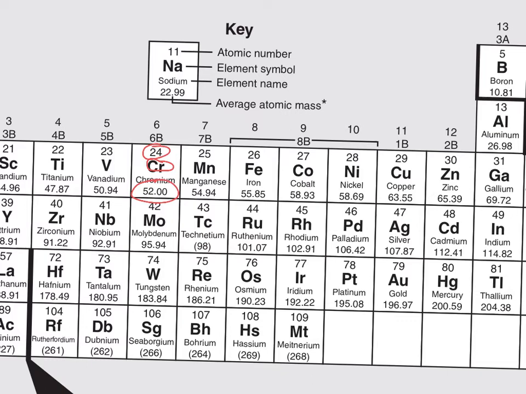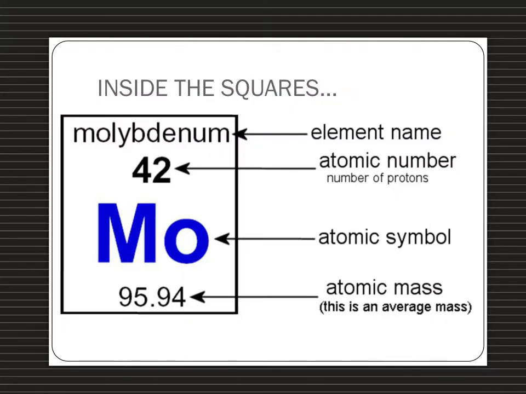But if you notice, as you go from left to right, you add another proton. When you go to manganese, it changes into another element. Add another proton to manganese, you get iron. Another proton, you get cobalt. Inside the square, like I said, you have the element name, the symbol, and the atomic number. This is the whole number, and most times it's written above the symbol. Sometimes it's written below. The average atomic mass is written sometimes below and sometimes above, but just know it's the one with the decimal.